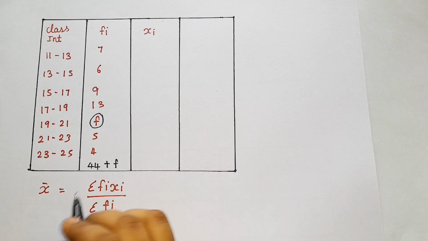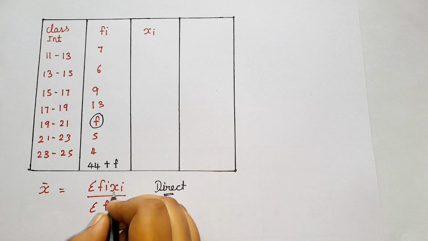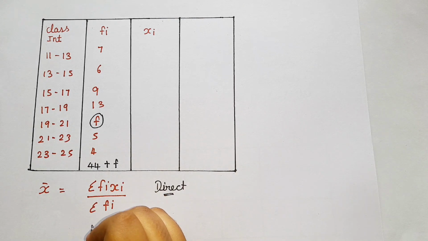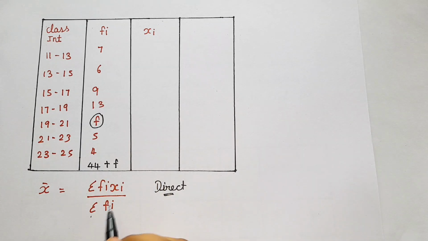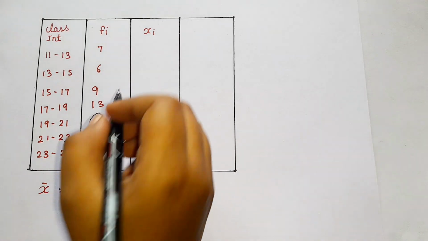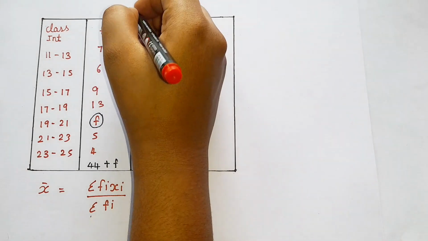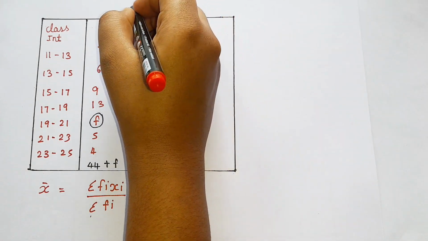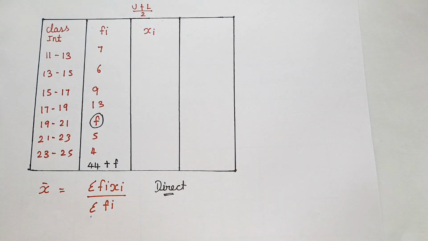Since we are going to use the direct method, we need the xi value as well as the fi value, isn't it? When we did the total, we got sigma fi is 44 plus F. Now we are supposed to find sigma fi xi, which is fi into xi, so for that we need the xi value. How to find the xi value? It's so simple guys. It is upper limit plus lower limit divided by 2. This is how we find the xi value.